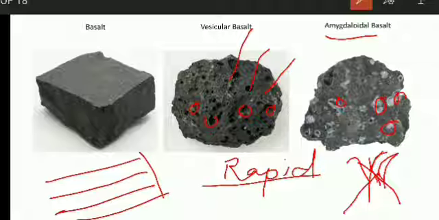Then where can you use this? The basalt is commonly used as road metal. Whatever black colored roads you see, those are all constructed with basalt. Then you can even use it as concrete aggregate. You might have seen the aggregates which we use for construction. Those are all made up of basalts. So concrete aggregate, foundation stone, building stone, all these are uses of basalt.